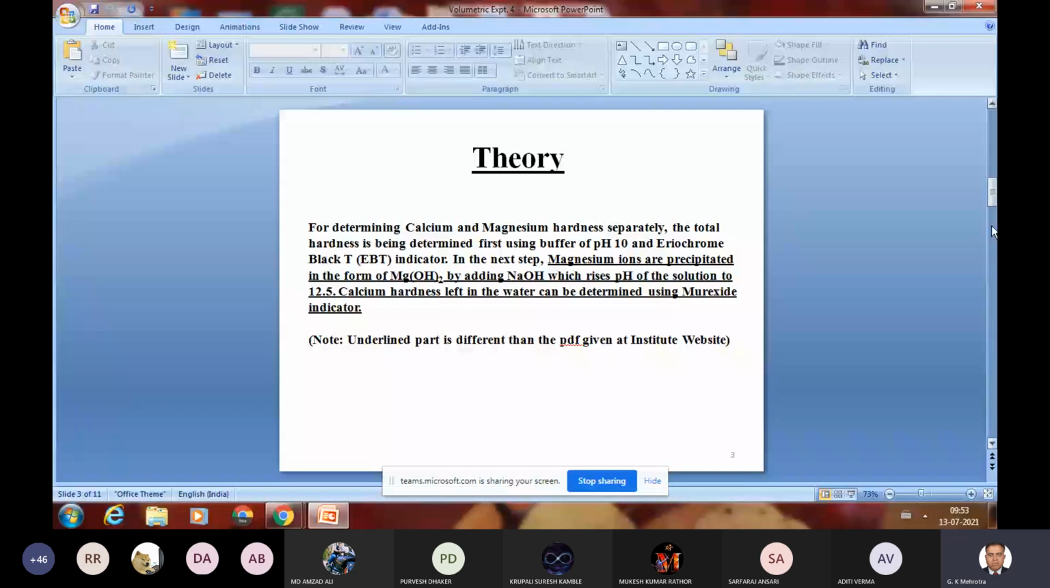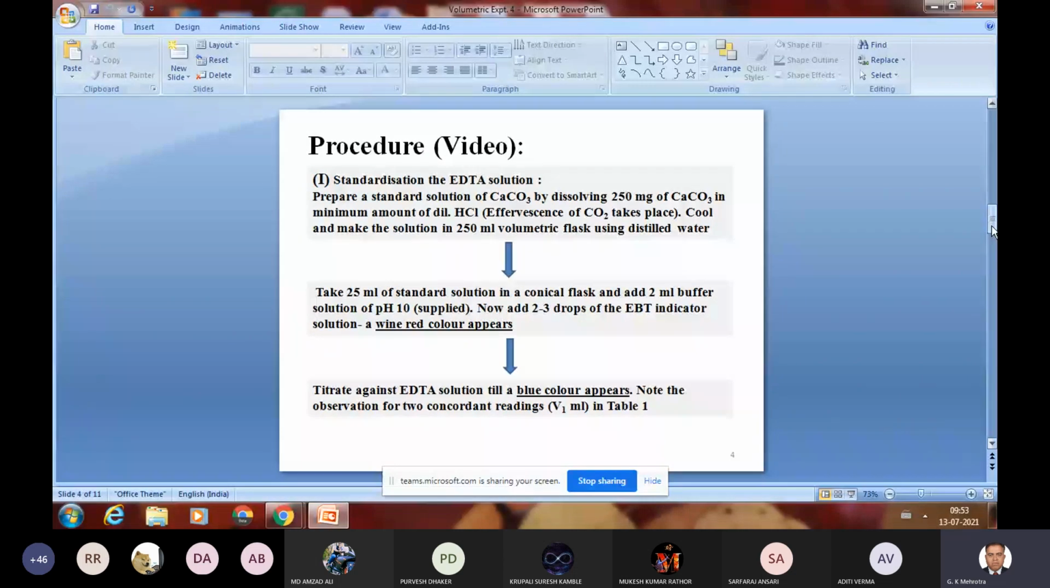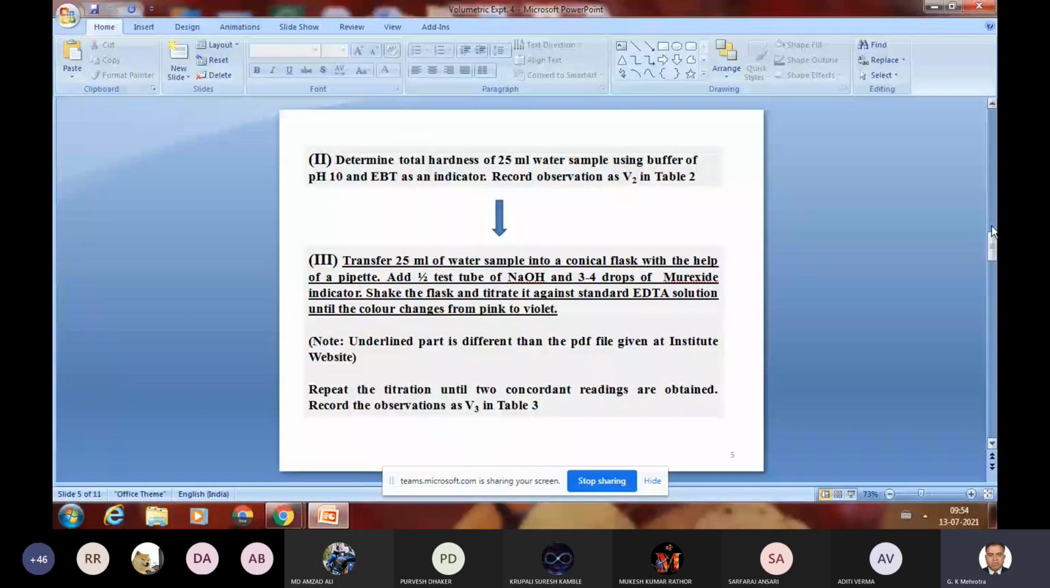Now I have already explained to you in general that you standardize the EDTA by preparing a standard hard water solution by dissolving 250 milligram of CaCO3 in water with the help of dilute HCl, and then you titrate the standard hard water in presence of EBT, and you calculate the strength of the EDTA solution which you are using in this titration. This is the first part of the titration. Then in the second part, you will determine the total hardness by titrating the water in presence of EBT as explained.